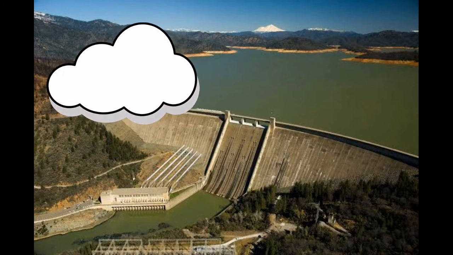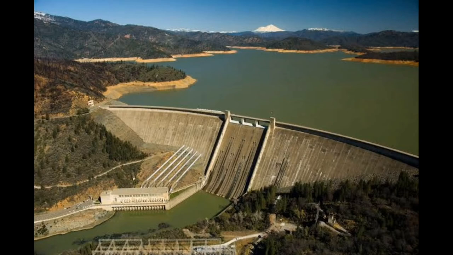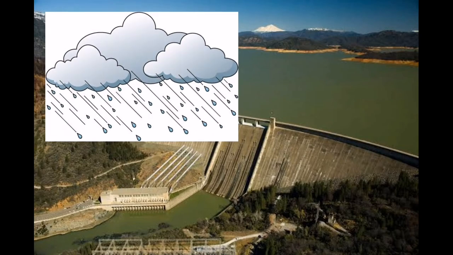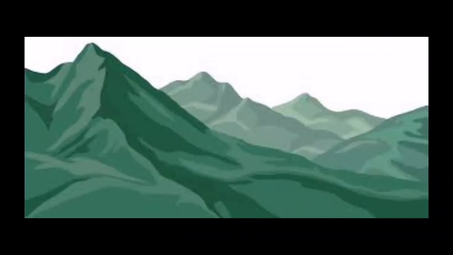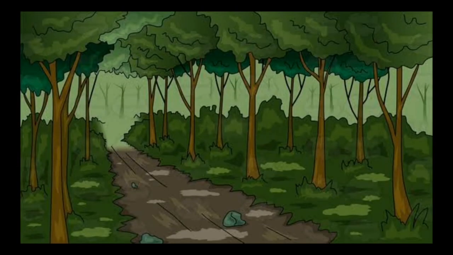Now, if the clouds cannot hold the water any longer, then it will precipitate. It will fall back into the ocean or to anywhere else. It could be in the mountain, in the woods, or anywhere.